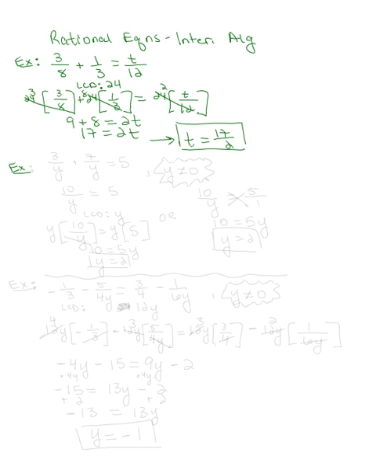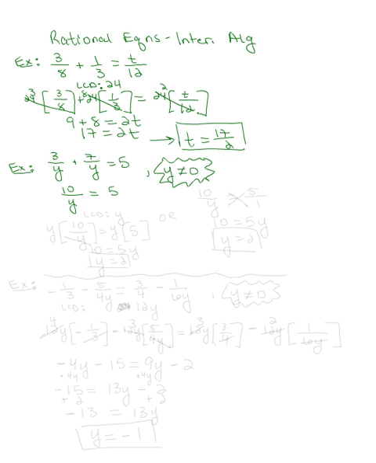In our next example, we'll have y's in the denominator. 3/y plus 7/y equals 5. Notice the variable, therefore y cannot equal 0. It will be undefined if we divide by 0. Also notice that we do have a common denominator, so we can combine that.